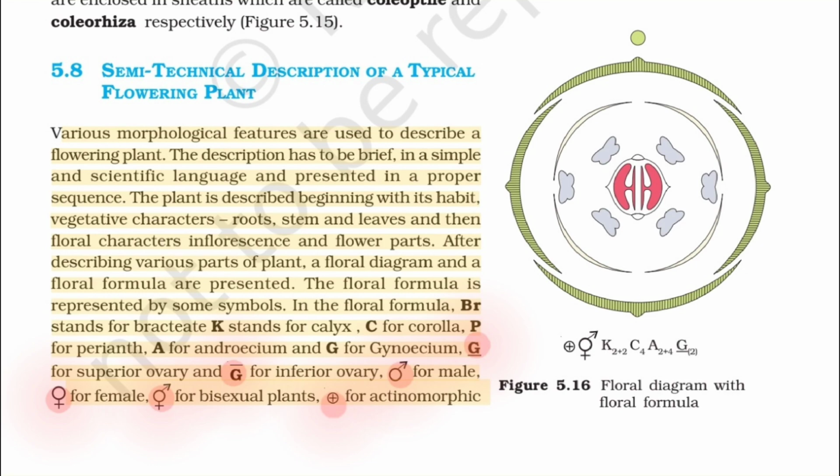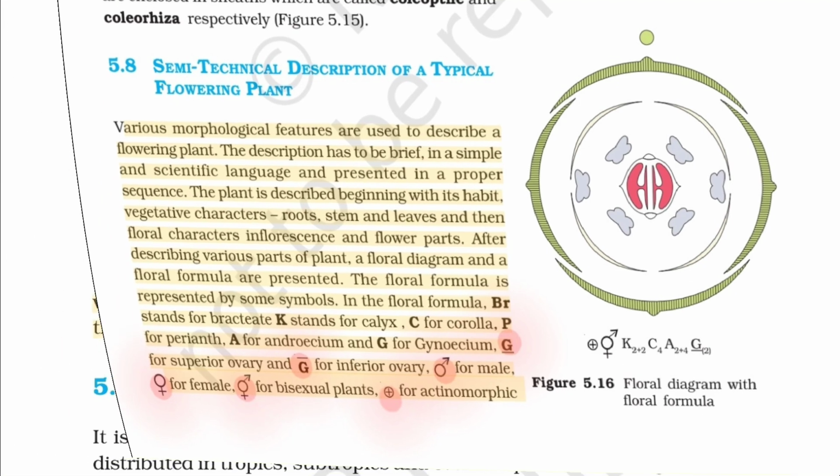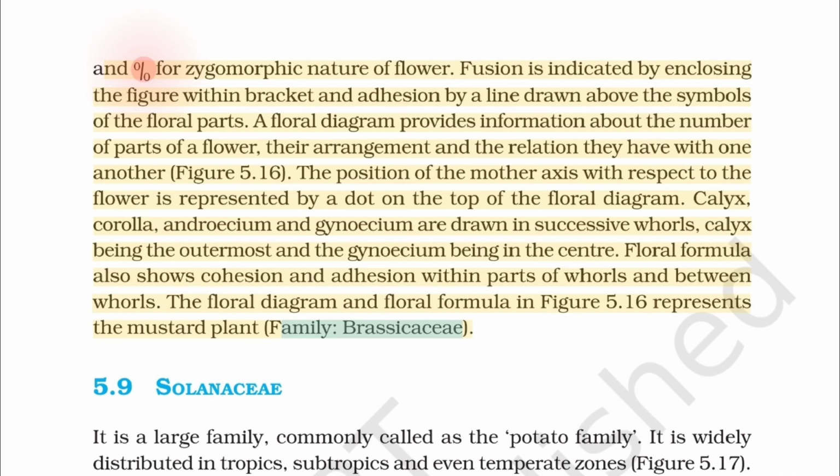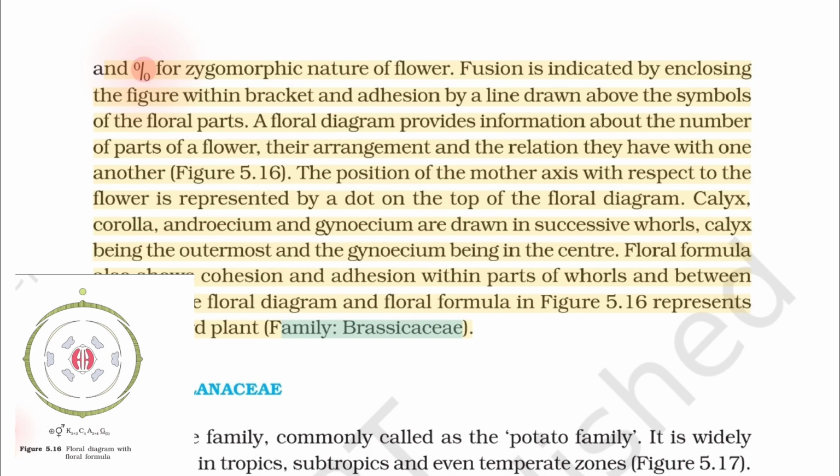The floral formula is represented by some symbols. In the floral formula, Br stands for bracteate, K stands for calyx, C for corolla, P for perianth, A for androecium and G for gynoecium, G with a line below for superior ovary and G with a line above for inferior ovary, male, female, bisexual, actinomorphic and zygomorphic nature of flower. Fusion is indicated by enclosing the figure within bracket and adhesion by a line drawn above the symbols of the floral parts. A floral diagram provides information about the number of parts of a flower, their arrangement and the relation they have with one another, figure 5.16.